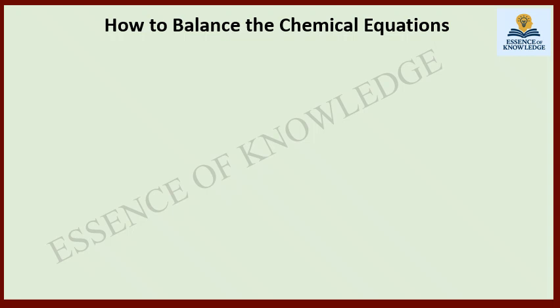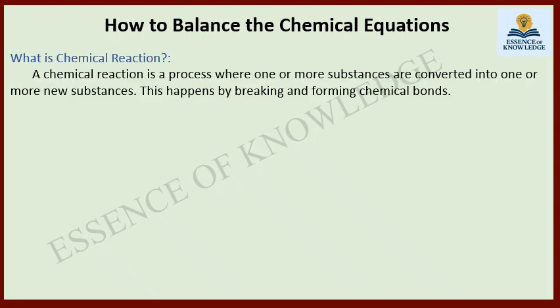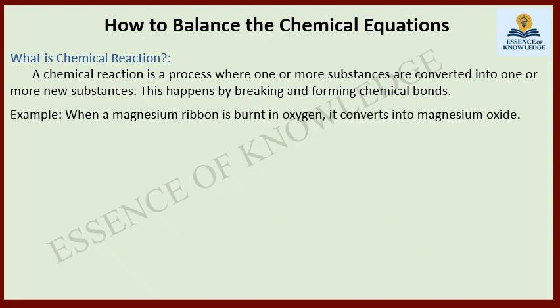In this video, we are going to see how to balance chemical equations. Before going to balancing chemical equations, let's know what a chemical reaction is. A chemical reaction is a process where one or more substances are converted into one or more new substances. This happens by breaking and forming chemical bonds.